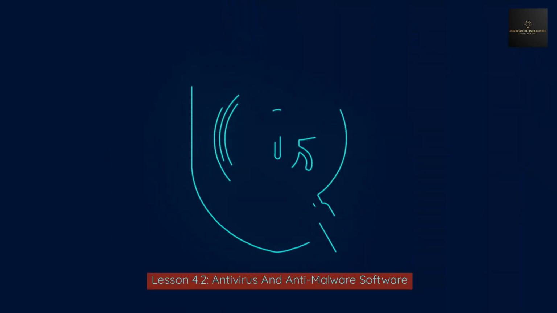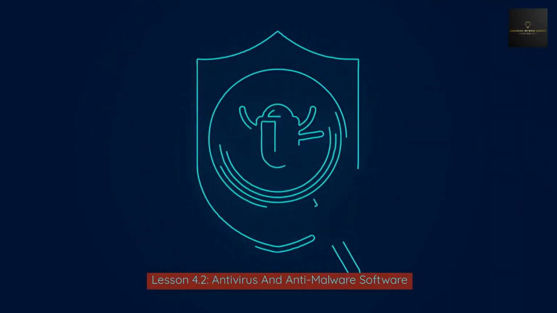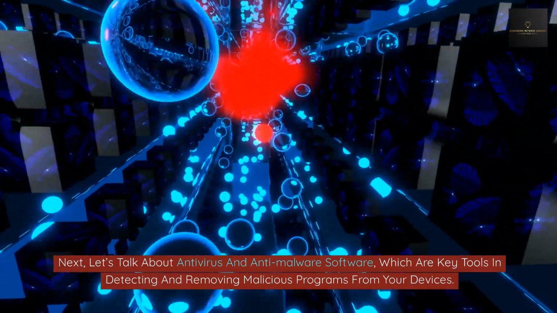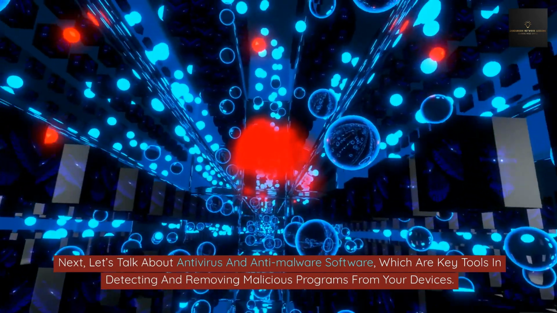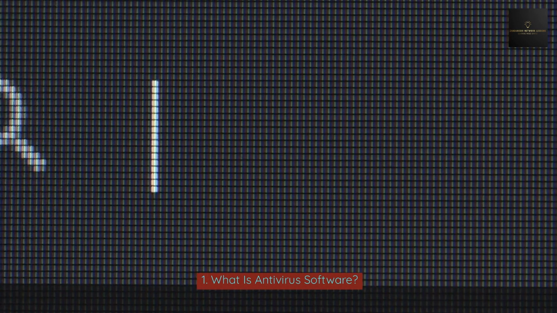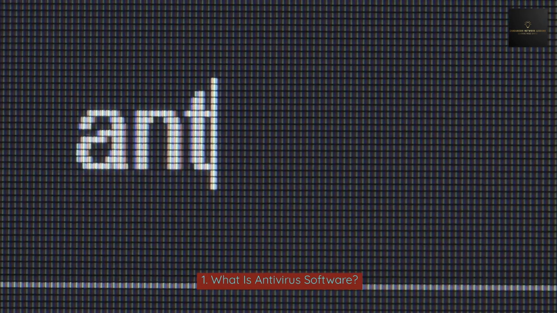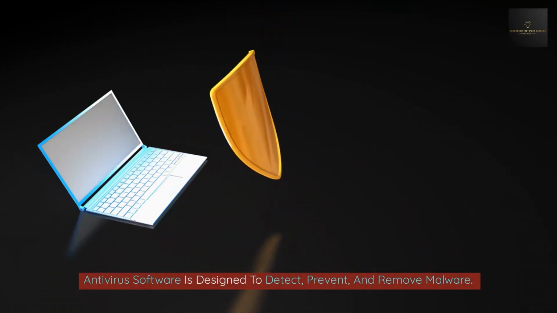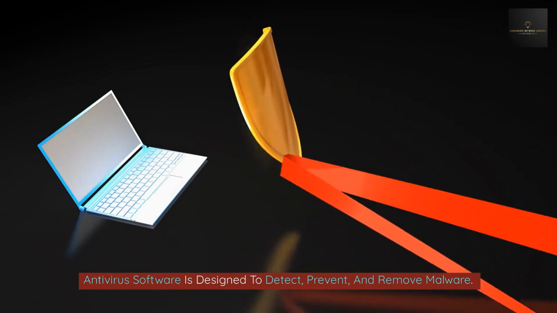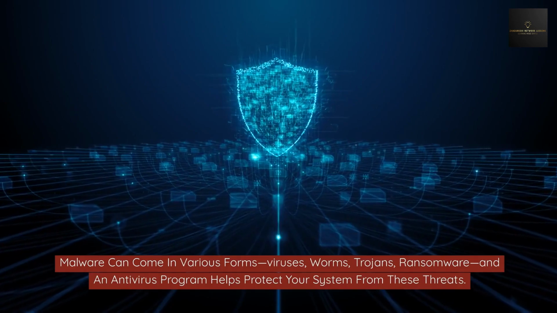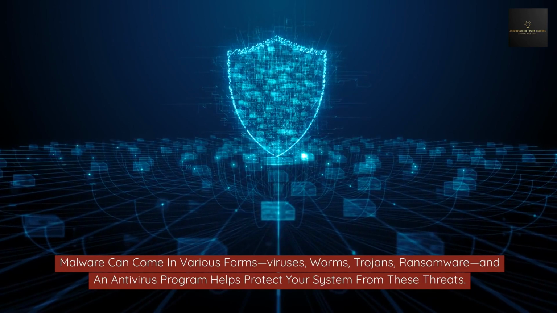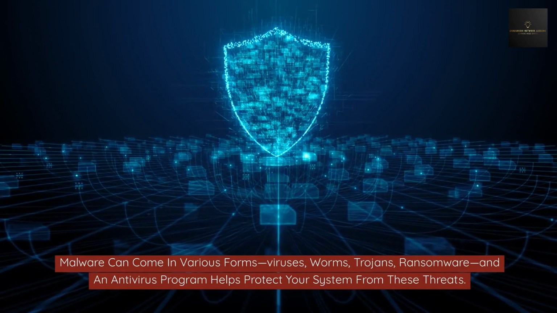Lesson 4.2: Antivirus and Anti-Malware Software. Next, let's talk about antivirus and anti-malware software, which are key tools in detecting and removing malicious programs from your devices. 1. What is antivirus software? Antivirus software is designed to detect, prevent, and remove malware. Malware can come in various forms: viruses, worms, Trojans, ransomware, and an antivirus program helps protect your system from these threats.